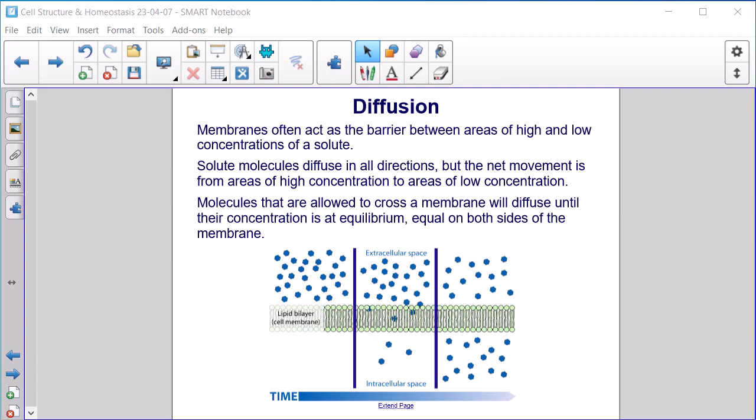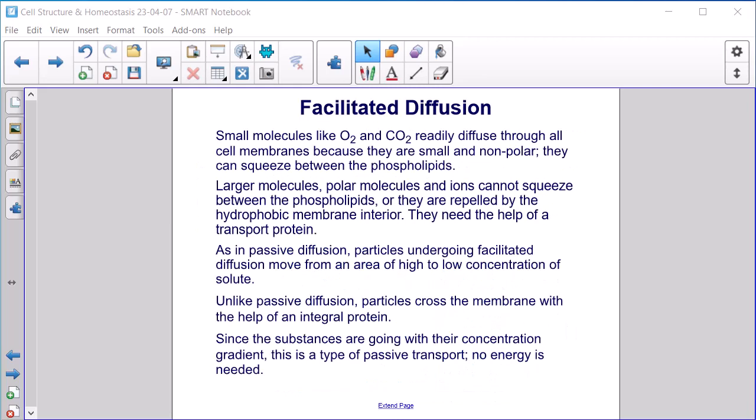So we start with this high concentration in the extracellular space outside of the cell, and we get this diffusion from high concentration to low concentration until we reach equilibrium. Facilitated diffusion. Small molecules like oxygen and carbon dioxide readily diffuse through all cell membranes because they are small and nonpolar.